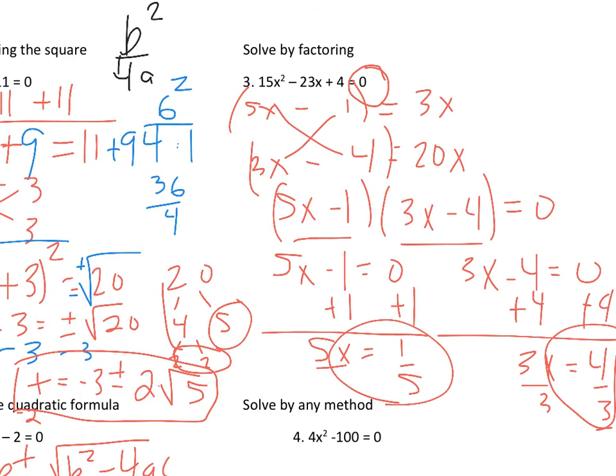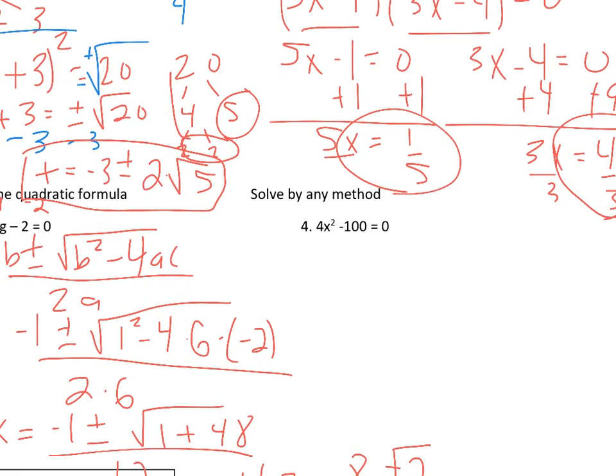Alright. Next up, we can solve any method. So you can try any way you like: completing the square, quadratic formula, whatever. But me, when I see that this is an x squared and there's no x term, I say, you know what's going to be easiest for me? I just want to get everything away from my x squared, and then I'm going to take the square root of both sides.